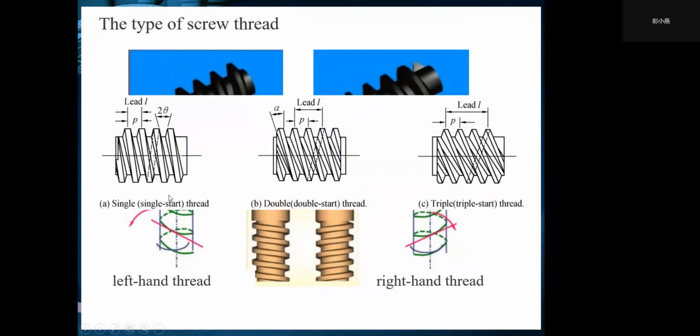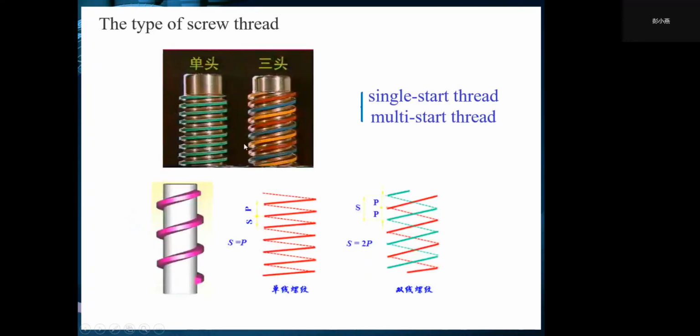For single thread, lead L is equal to pitch P. For double thread, lead L is equal to 2 times pitch P. For triple thread, lead L is equal to 3 times pitch P. And for multi-start thread, lead L is equal to n times P. And this is the single start thread. This is the triple thread.